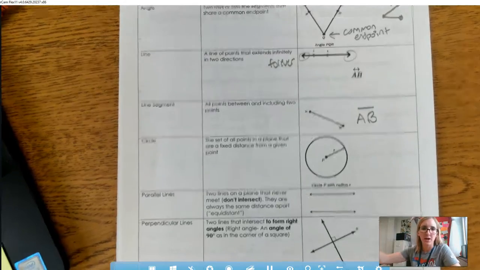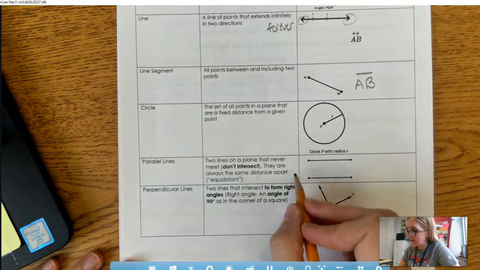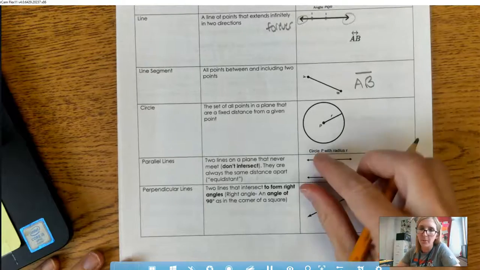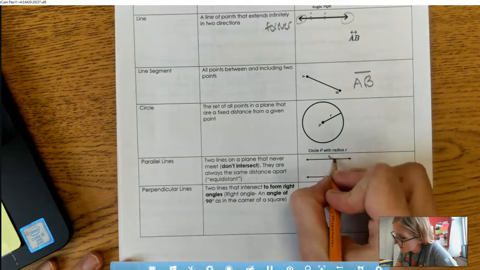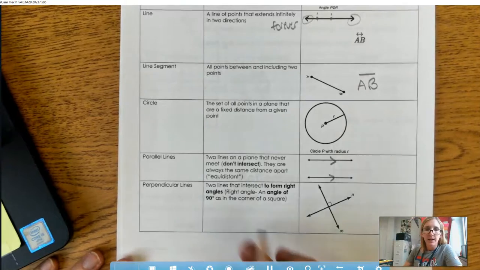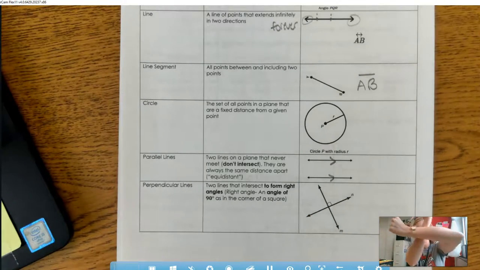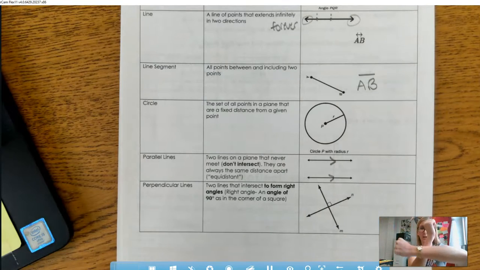All right, parallel lines are two lines on a plane that never meet. They don't intersect, they're equidistant apart forever and ever. And you would designate them with little arrows like that. That means they're parallel. I know I briefly touched on perpendicular lines when I showed you my cross like that.